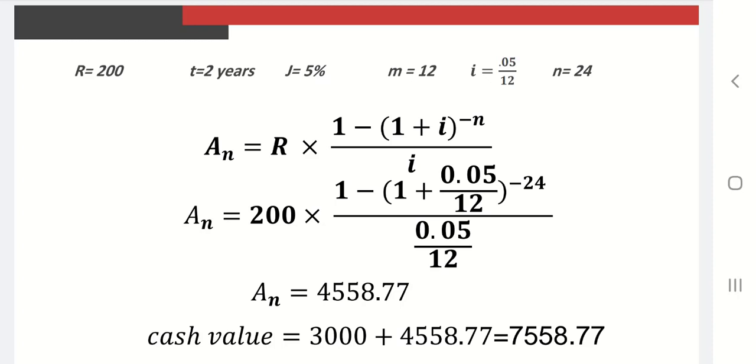At first, we will get A sub N equal R times 1 minus 1 plus I to the power negative N, over I. So A sub N will be equal to 4,558.77. By adding A sub N to the down payment, which is equal to $3,000, the cash value will be equal to $7,558.77.